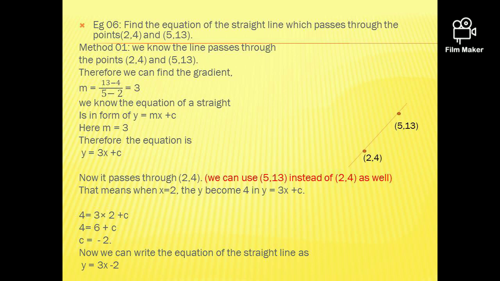Then I will use the gradient 3 as well as the coordinate 2, 4. According to the problem, the line passes through the coordinate 2, 4. That means when the x coordinate is 2, the y coordinate becomes 4. Then I will replace x and y with 2 and 4 in the equation y equals 3x plus c. If you replace them, you can obtain the answer c equals minus 2. Then we can write the final answer as y equals 3x minus 2. Hopefully you can understand how to do this kind of question.